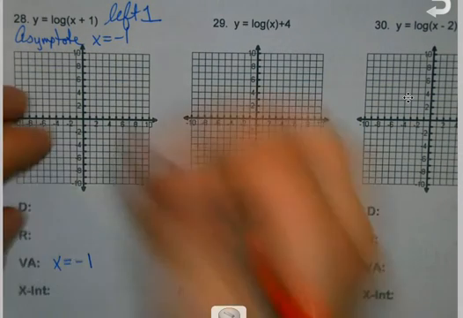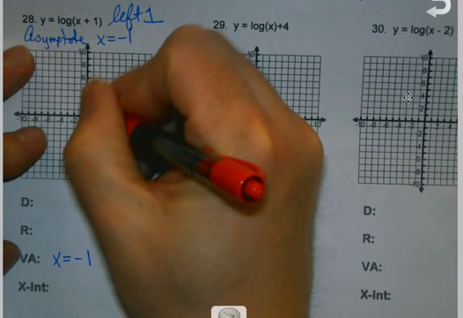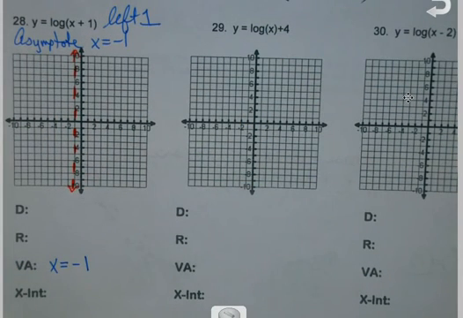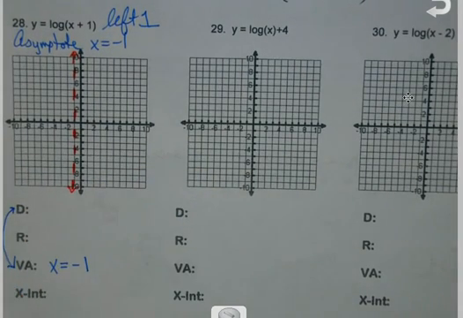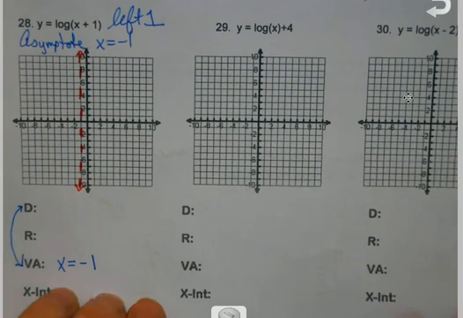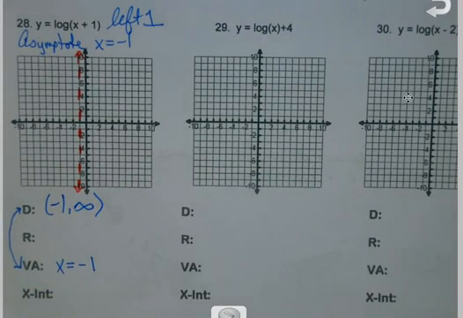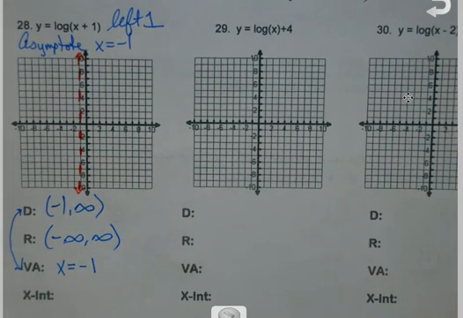Well, let's take a peek here. Let's draw this in. So I'm going to have an asymptote at x is -1. Because normally it's at 0, but we moved it left 1. So again, let's make some connections. My domain and my vertical asymptote are directly connected. Exactly. My domain's going to be -1 to infinity. My range never changes, so I don't have to even think about that.